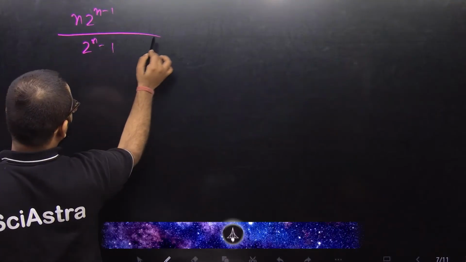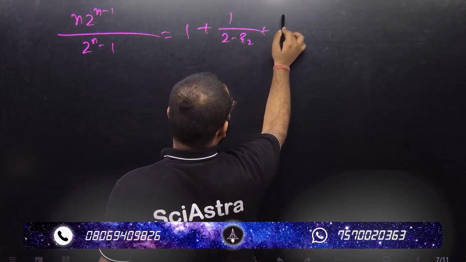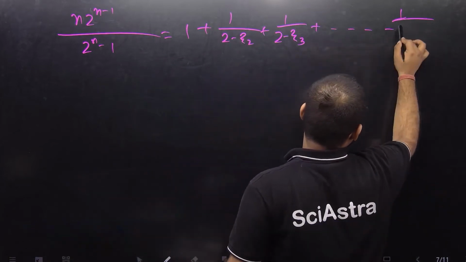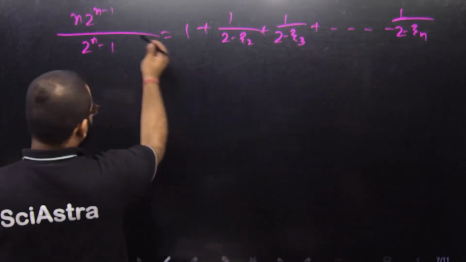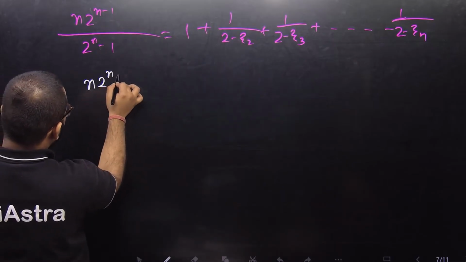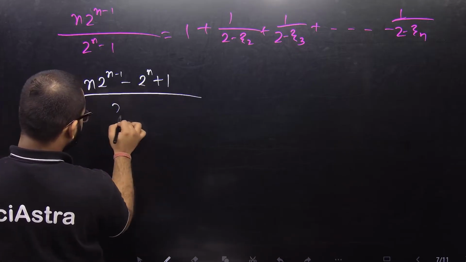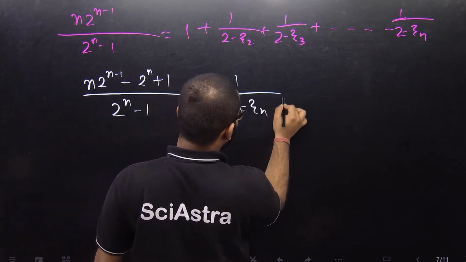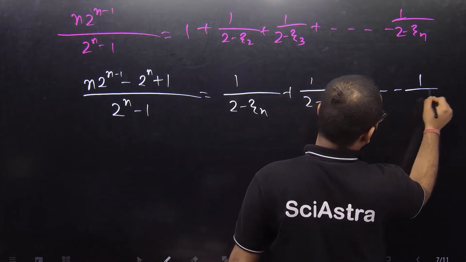And on the right hand side, this is equal to 1 plus 1 upon 2 minus zeta 2, plus 1 upon 2 minus zeta 3, dot dot, 1 upon 2 minus zeta n. All right. So let's subtract 1 from both sides. So the answer is n into 2 to the power n minus 1 minus n plus 1 upon, and that's equal to 1 upon 2 minus zeta 2, 1 upon 2 minus zeta 3, dot, 1 upon 2 minus zeta n.